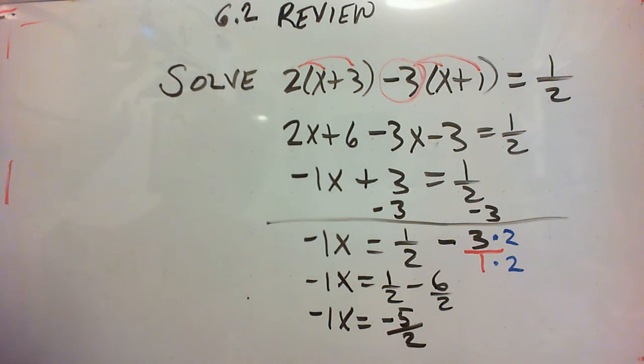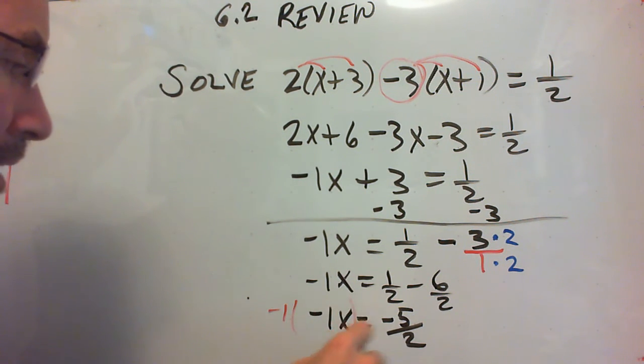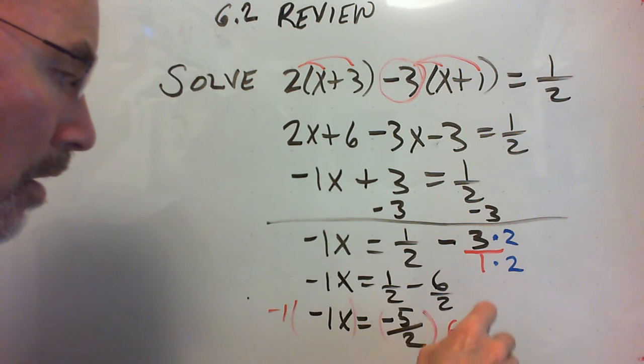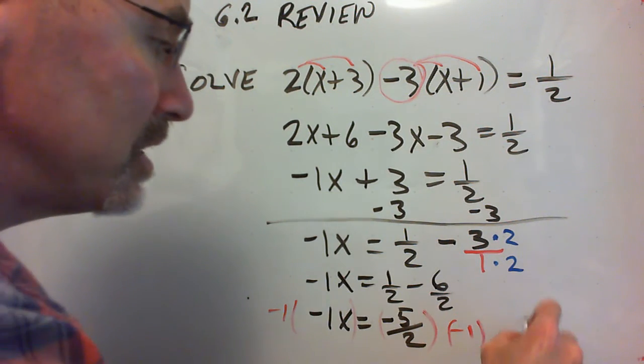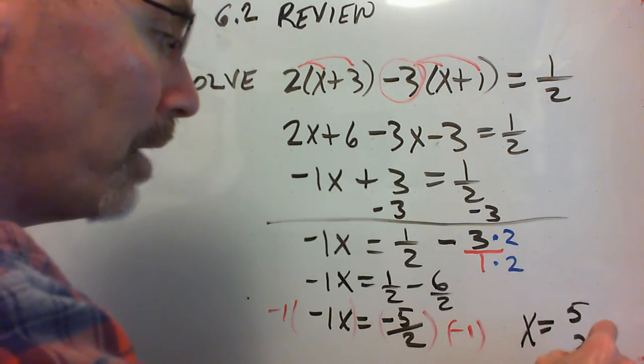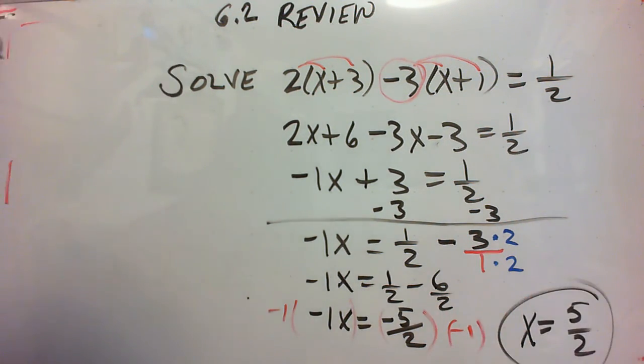We're almost done. Now what we have to do is either multiply both sides by negative 1 or divide both sides by negative 1. It doesn't matter which one you do. I kind of like multiplying both sides by negative 1. And when you do that, the negative x turns into positive x. The negative 5/2 turns into positive 5/2. So our answer is x equals positive 5/2.